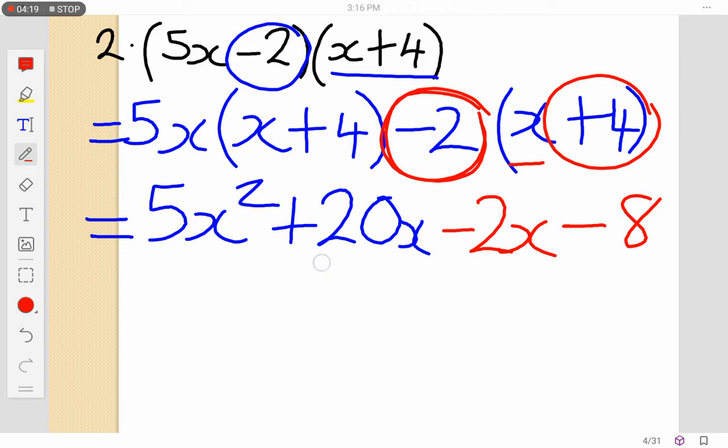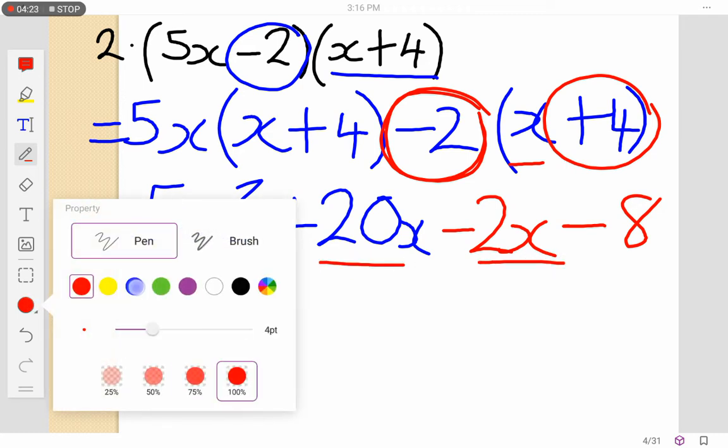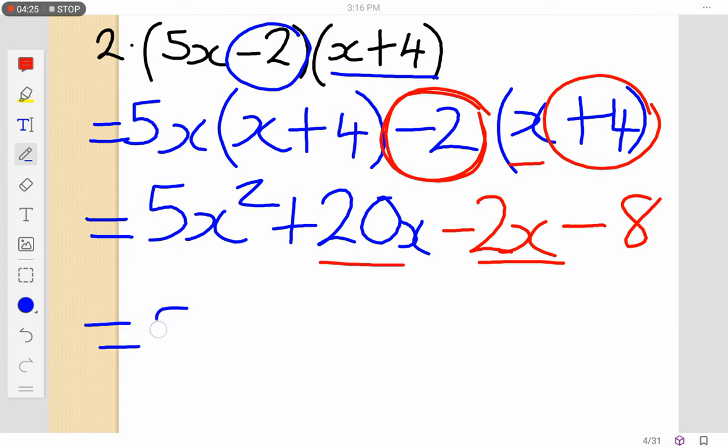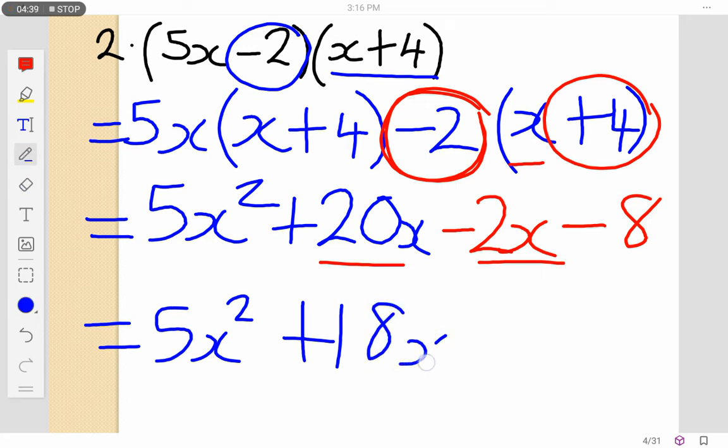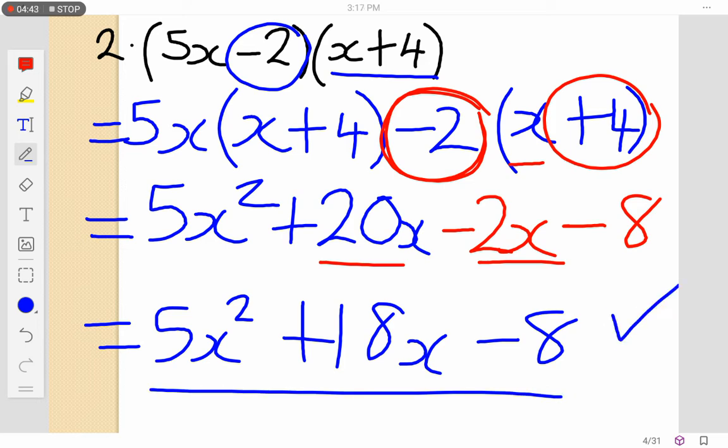Okay, now here we have got an x, we have got an x. Let's add them together. What do we get? We'll get 5x squared plus 20x minus 2x, we get 18x there. Let's write 18x here. Okay, so we have 18x, then minus 8 there. So this becomes our final answer. You are done. Okay, let's look at another question.